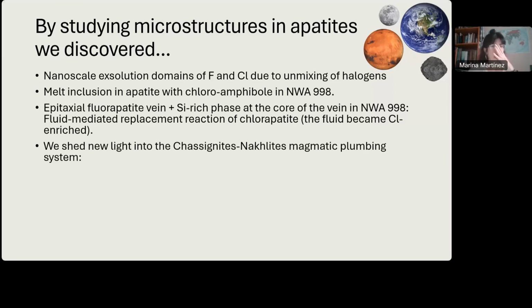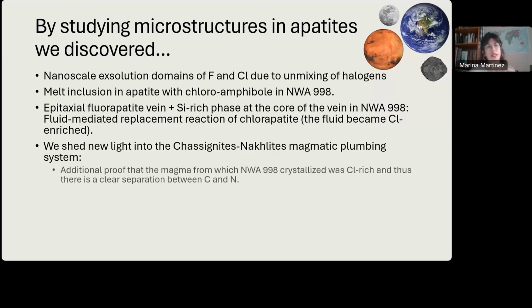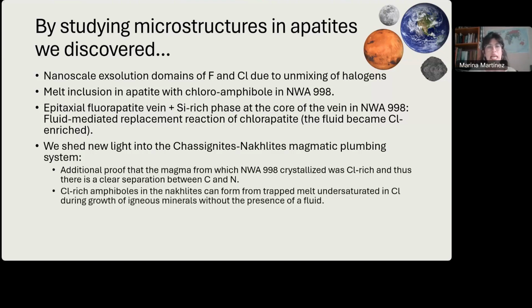Then we shed new light on the Chassignites-Nakhlites magmatic plumbing system. We have additional proof that the magma from which Nakhlites crystallized was chlorine-rich compared to the Chassignites, and that chlorine-rich amphiboles in the Nakhlites can form without the presence of a fluid phase.